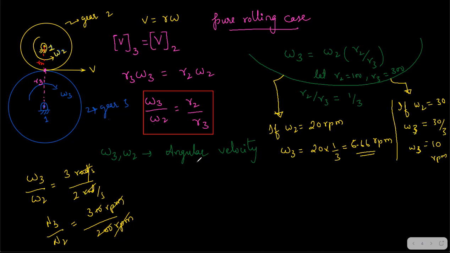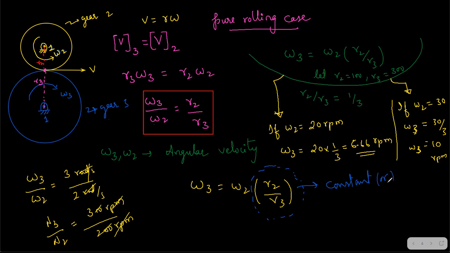That's why it is called constant angular velocity ratio. Through this setup, you are getting constant angular velocity ratio. Because omega 3 is equal to omega 2 multiplied by R2 by R3, and this value is constant because this radius cannot change while the gears are in motion. So it is constant or fixed. Omega 3 by omega 2 is also fixed, right? So if R2 by R3 is fixed, omega 3 by omega 2 is also fixed.